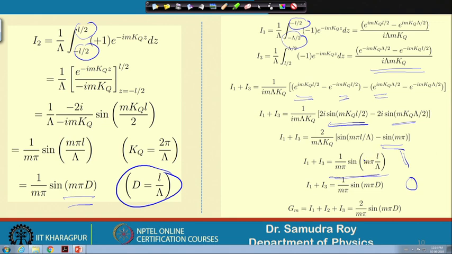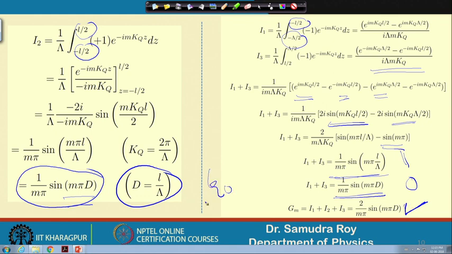Now, L by lambda is d. So, we will have 1 by m pi sine of m pi d. If you look here, we have already got the same thing for I 2. So, I 1 plus I 2 plus I 3 is eventually 2 divided by m pi sine of m pi d. So, this is the important quantity, because in the future classes we need to find out what is the value of g. G m is a general term.